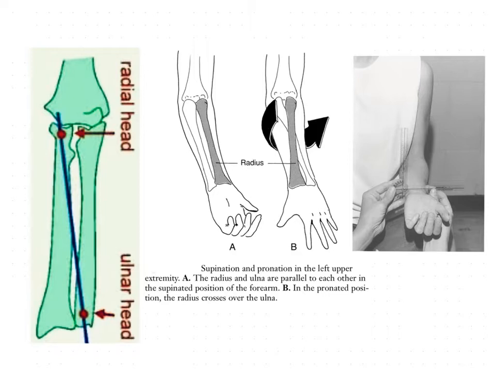To understand the function of the radio-ulnar joint, you should know the axis of motion, range of motion, what are the muscles which help in the range of motion, and how these muscles act on these joints to get their joint movements. Now, first we are going to see the axis of motion.